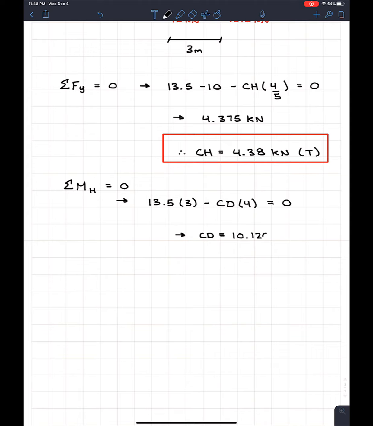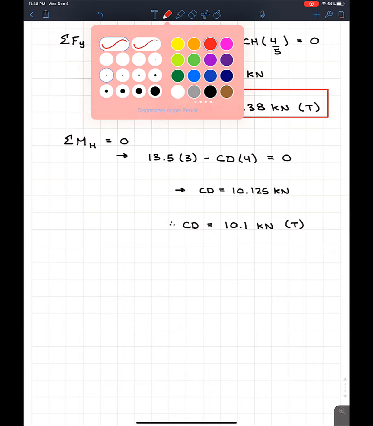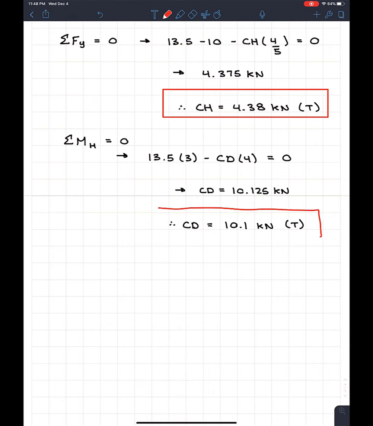10.125 kilonewtons. So when I'm writing this answer in the final, I'm going to put therefore CD is equal to 10.1 kilonewtons, and then since it's positive, it means it's in tension. I'm putting that little t just to help show this is in tension. We're going to stick with that. So we're going to put this like this.